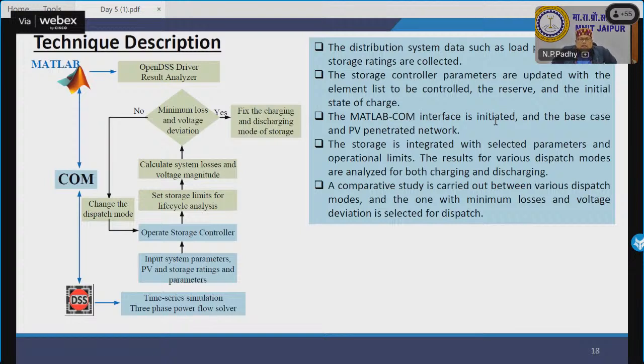The distribution system data such as load profile, PV and storage rating are collected. The storage controller parameters are updated with the element list to be controlled, the reserve and the initial state of charge. The MATLAB COM interface is initiated for the base case and PV penetrated network. The storage is integrated with the selected parameters and operational limits. The results for various dispatch modes are analyzed for both charging and discharging. A comparative study is carried out between the various dispatch modes, and the one with minimum losses and voltage deviation is selected for dispatch.